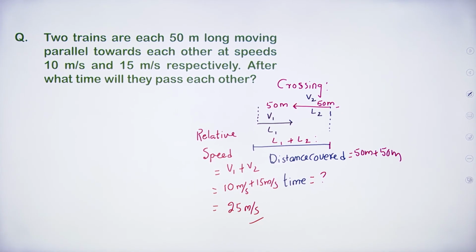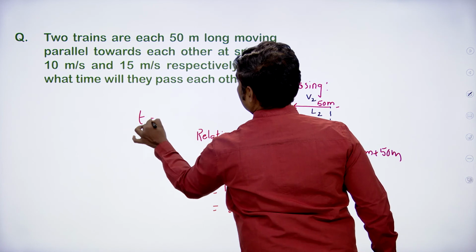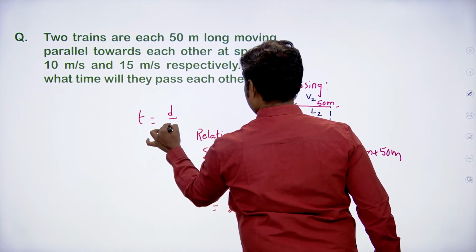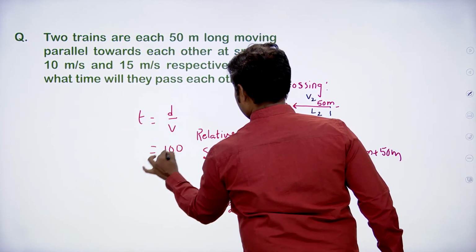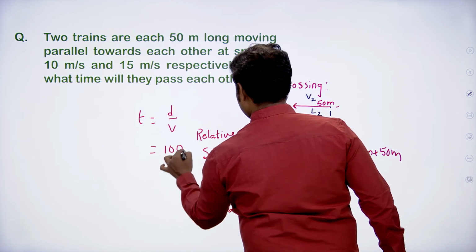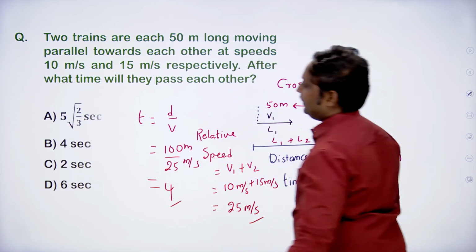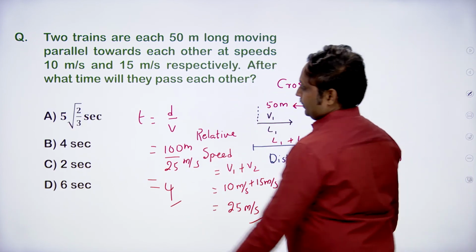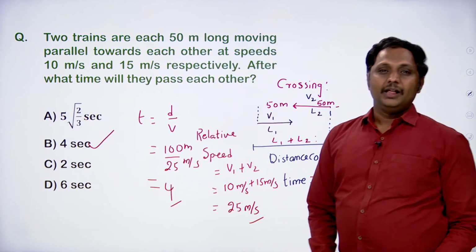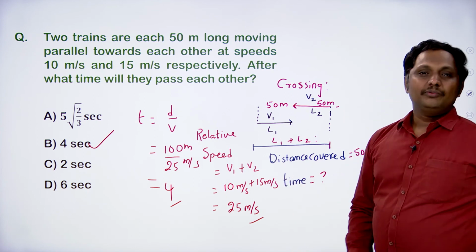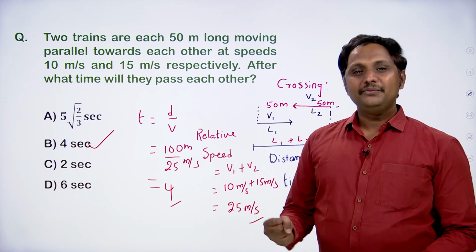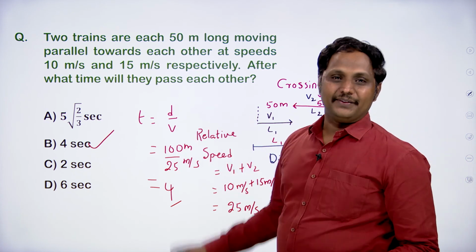Easily you will get that, that is T is equal to D by V, that is 100 by 25 meter per second, that is going to be 4 seconds. Let us have a look into that matter. That is the answer. So, in this method we can solve the problem, we can analyze that problem and we will adapt all the possible cases.